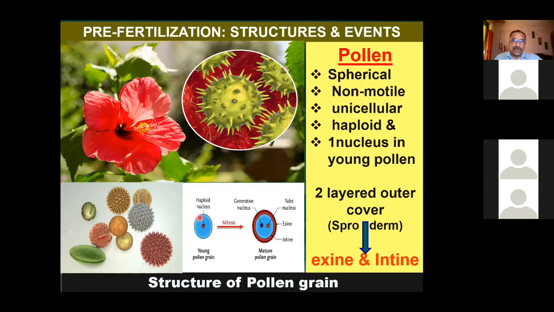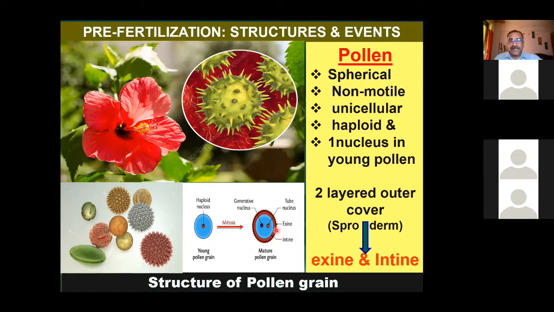Now, if you look at this pollen grain, you can see that the pollen grain has an outer cover like this. This outer cover is called the sporoderm. Derm means cover, skin. So this is the cover of the spore. So this is known as sporoderm. And this sporoderm, if you observe, is made up of two layers.